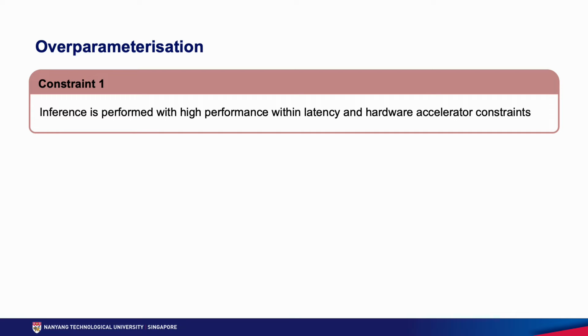In the first constraint, we want the inference to be performed at high performance within the given constraints. Let's say that we have a base model, which is used to solve a task or some tasks needed by the autonomous vehicle. When you want to improve the performance of the model, typically we would expand it into a larger model, for example in the EfficientNet research paper, by adding parameters to increase the performance. But we cannot keep adding parameters, as this would put a strain on the latency and hardware accelerator. So we suggest a technique called over-parameterization.